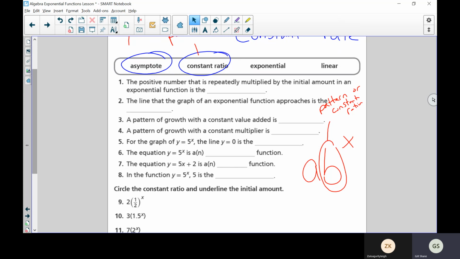And then last, in the function y equals 5x, 5 is the what? The pattern. So I wrote this up there. Probably not a bad idea to write them both in the same spots. So I'll write it for this one too.